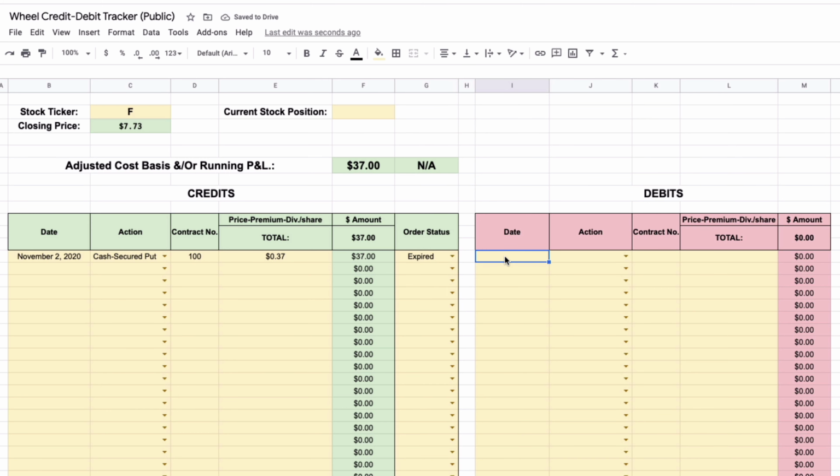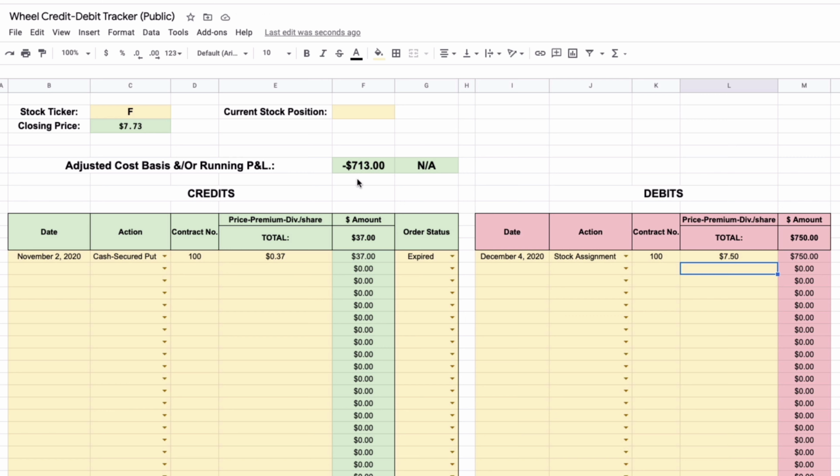So as a result of that, come December the 4th, which is the expiration date for this particular option, we're assigned stock. And again, all the debit actions are on the right-hand side of the screen. We're actually assigned a stock. Number of stock we assign is 100. And in the price, premium div per share, you would enter the strike price of the option. So that's $7.50.